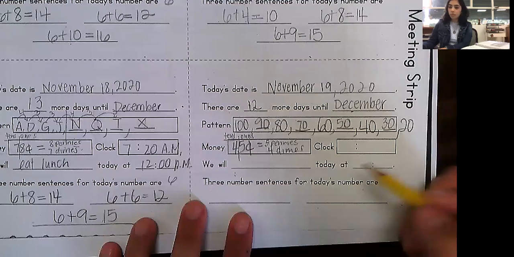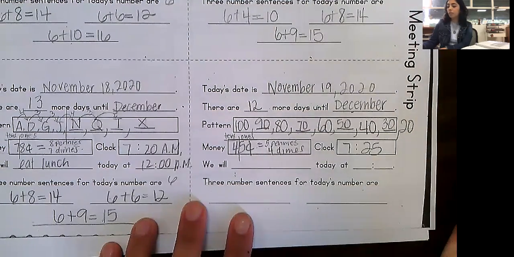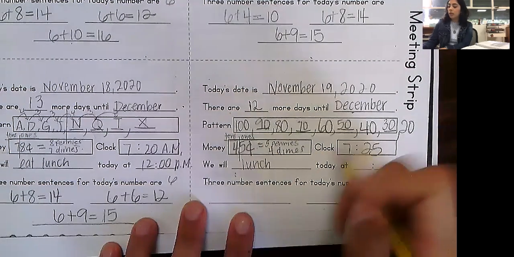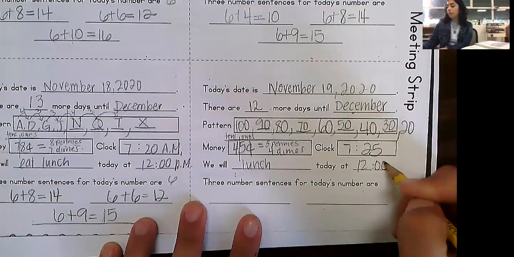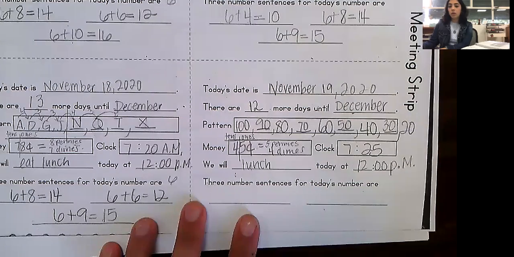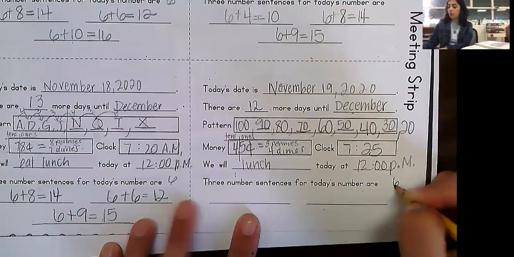Okay. Our clock is about 7:25. You will be eating lunch today at noon, post-meridian. And the number sentences for today's number is for the number 6.